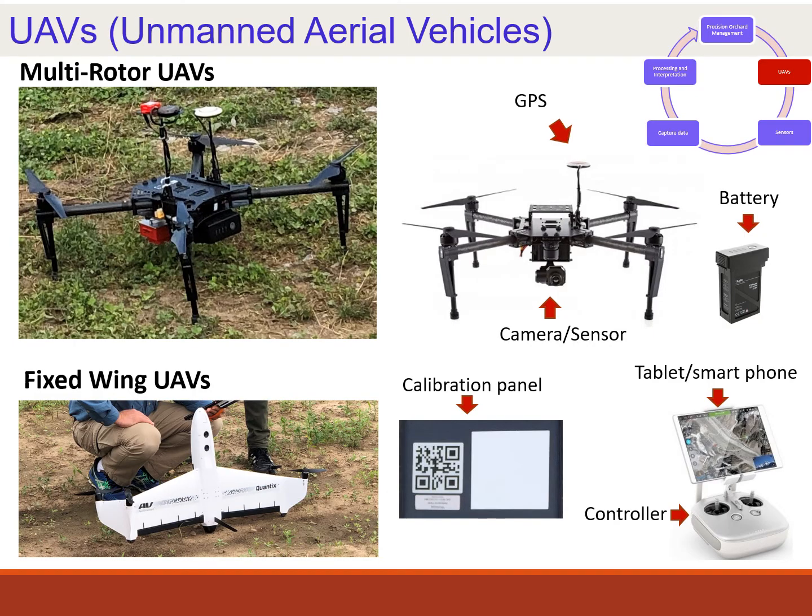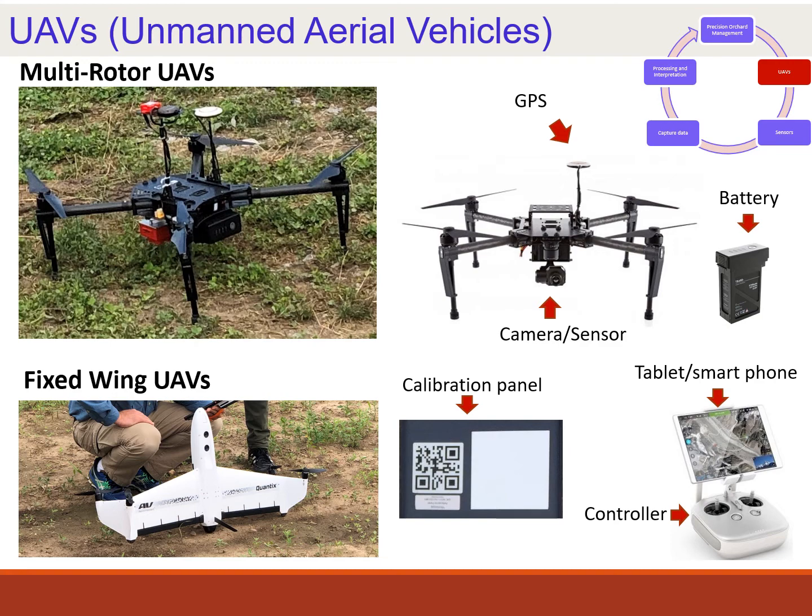UAVs can be divided into two broad categories, multirotors and fixed wings, and it really depends on your objectives, your needs, and the features of an orchard to choose between multirotors or fixed wings. For example, fixed wings can cover a large acreage in a short time and can be more battery efficient, while multirotors can be more efficient for customization to change the sensors and cameras, etc.